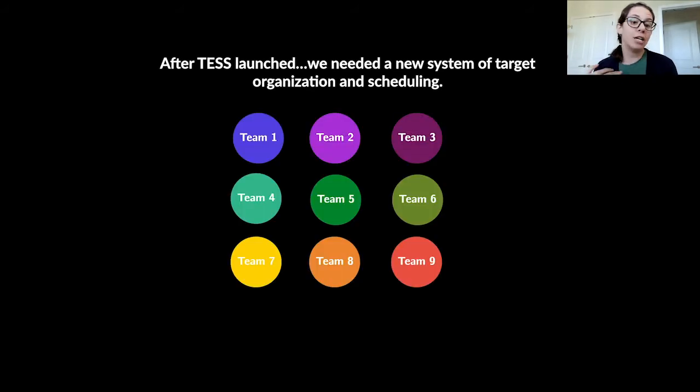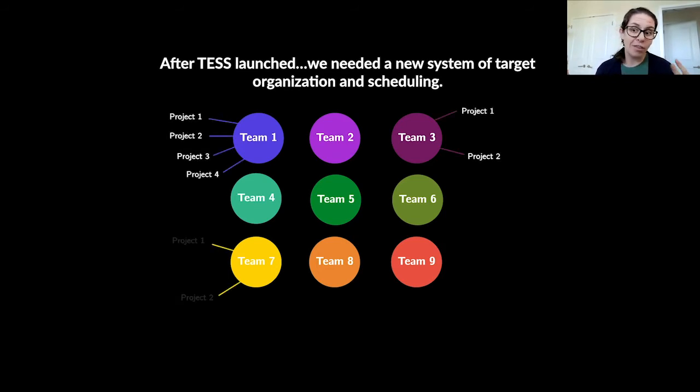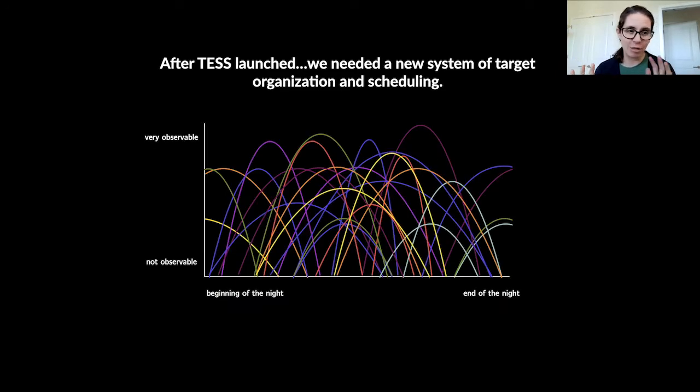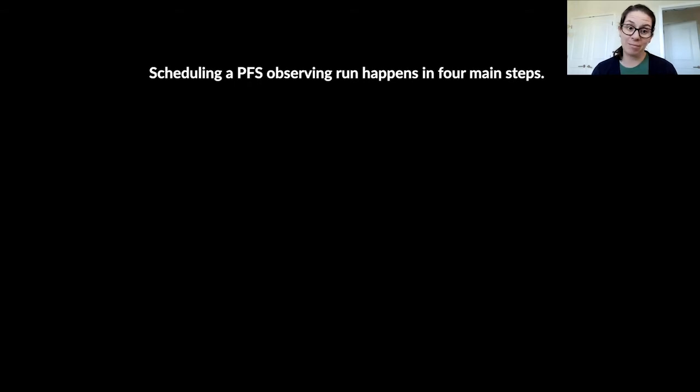So then our collaboration grew and started looking more like this. So clearly our on-the-fly scheduling was not going to work. Too many teams, too many targets, too many scheduling constraints. Just look at this observability chart. How would you even start going about scheduling observations for all these targets? It's a little bit of a nightmare. That's where Trello comes in.